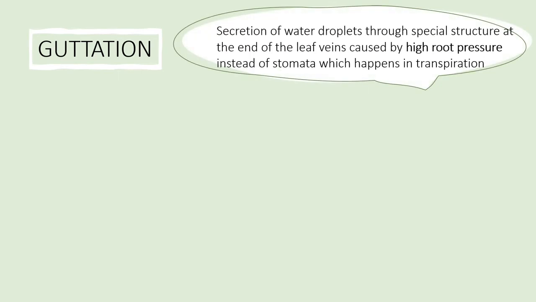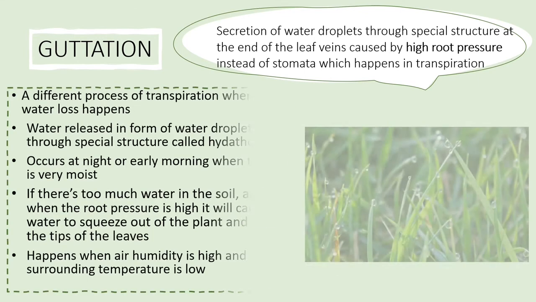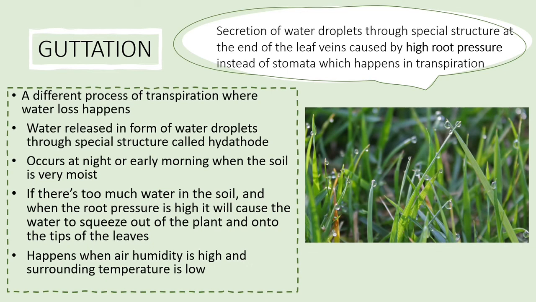Now I am going to explain a little bit about guttation. So what is guttation? Guttation is a secretion of water droplets to special structure at the end of the leaf veins caused by high root pressure instead of stomata, which happens in the transpiration process. So guttation is basically a different process of transpiration where water loss happens.